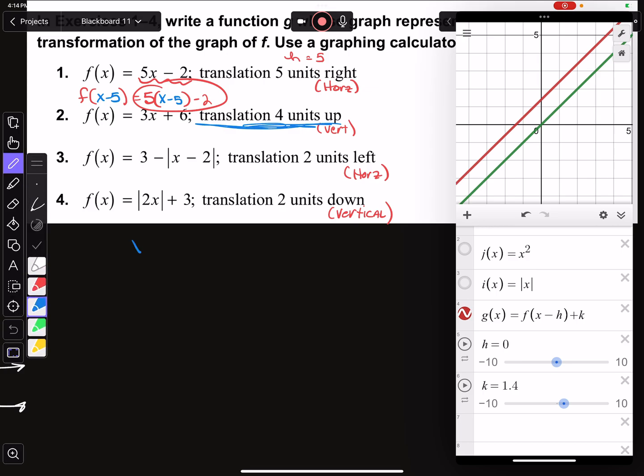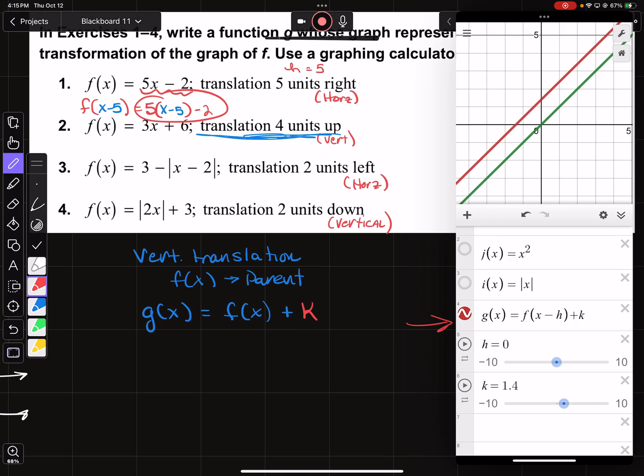So vertical translations always look like this. Again, f of x is our parent, whatever it is, doesn't matter what parent it is. g of x, if I want to go up, I just have to take my original function and add some number to it. That's my k sticking out on the end of this thing.